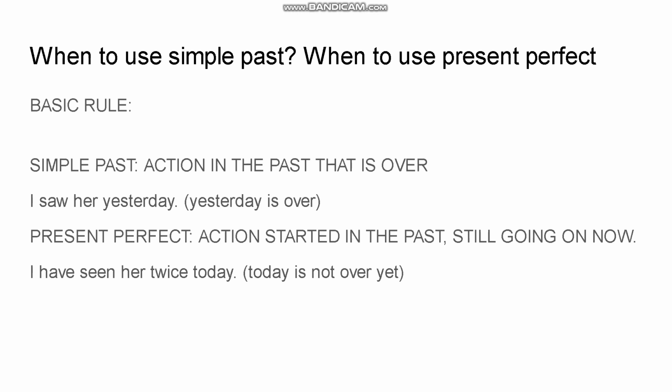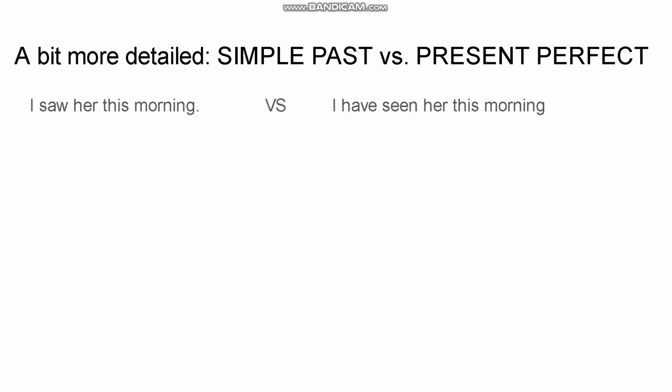Okay, now let's go into a bit more detail here, and let's take a look at some specific examples to pinpoint the differences between the uses of simple past and present perfect. First example, I saw her this morning versus I have seen her this morning. If you have this sentence, I'll let you think about it for a moment, or just pause the video and think about it, whether you can find it or not.